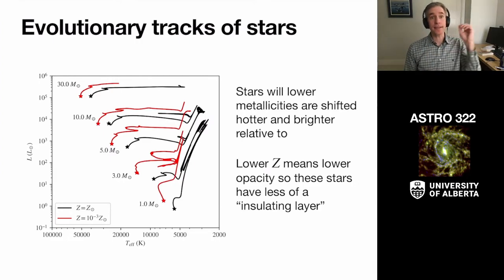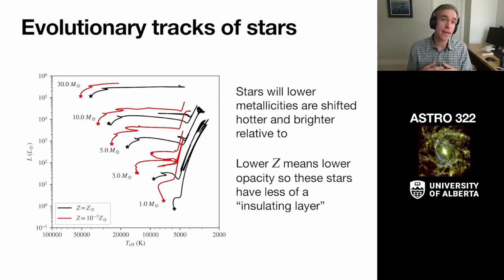The other big thing that is super important for us here in this class is that stars actually follow different evolutionary tracks when they have different metallicities. And that's because the lower the metallicity, that means there's less opacity in the star. And so I drew this analogy about a big puffy coat around the star. The insulating layer in a low metallicity star isn't as effective at insulating. It's like wearing a thin little jacket instead of your big puffy parka. And as a result, all of your energy is going to spill out.